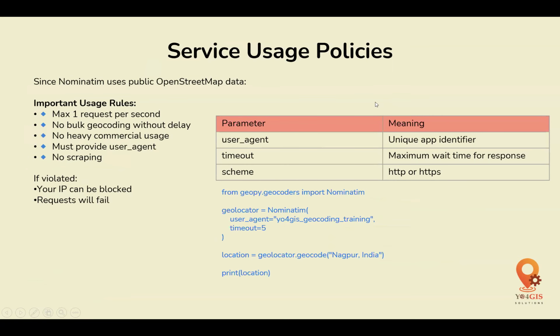Now coming to the service usage policy. As I already told you, different map services have different policies. Since Nominatim is a free service, and it is basically using OpenStreetMap, what are the important usage rules we have? Maximum one request per second. No bulk geocoding without delay. No heavy commercial use. You must provide the user agent name, and no scraping.